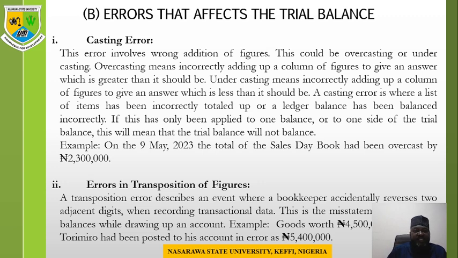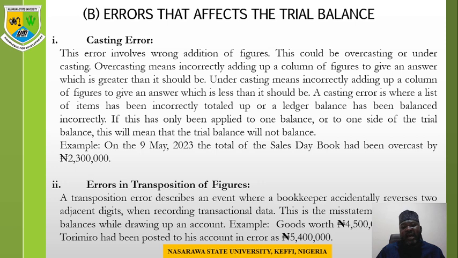The second type of error that affects balancing of a trial balance is where you have transposition of figures. A transposition error describes an event where a bookkeeper accidentally reverses two adjacent digits when recording transactional data. This is the misstatement of account balances while drawing up an account. An example: goods worth 4,510,000 sold to Mr. Torimiro had been posted to his account in error as 5,410,000. The transposition here is, look at the position of 4 and 5. Instead of starting with 4 then 5, you now have 5 then 4 in error, and that gives you a totally different number.